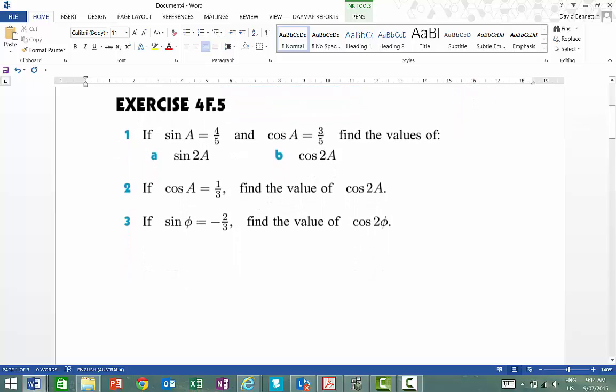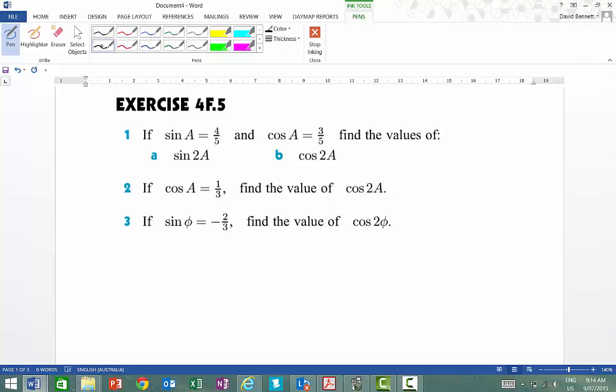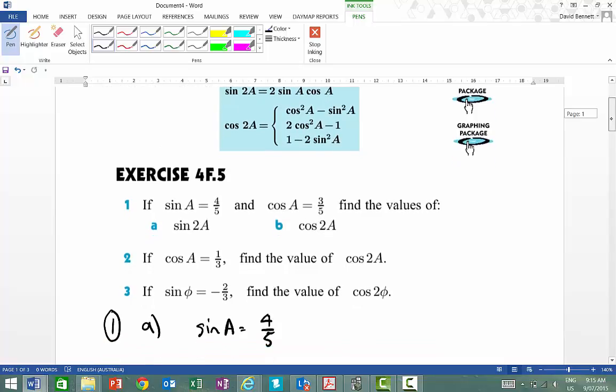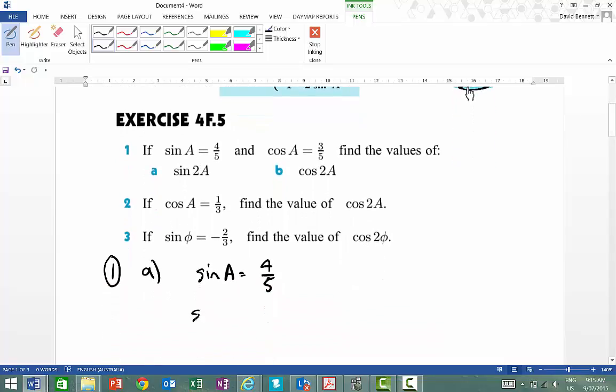So if sine a is equal to 4/5, find the value of sine 2a. Alright, so if we're thinking about that, what do we know about the unit circle for number 1a? We'll just do that using a unit circle. So for 1a, we do know that sine of a is equal to 4/5. Now, if we're thinking of sine of 2a, looking at the formula there, the only thing we can write that as is sine of 2a equals 2 sine a times cosine a.